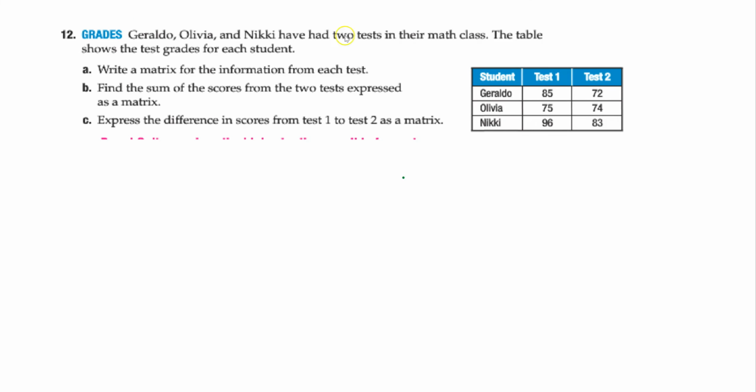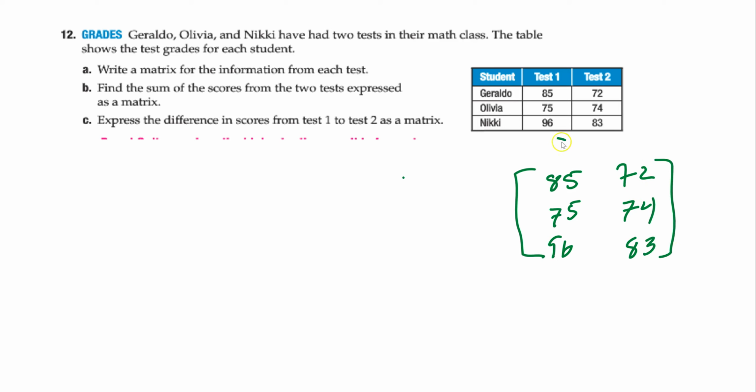Gerardo, Olivia, and Nikki have 2 tests in their math class. The table shows their test grades for each student. Write a matrix for the information for each test. So, again, a matrix is just an arrangement of numbers. So, 85, 75, 96, 72, 74, and 83. There's my matrix. I do want to keep in mind this is test 1, this is test 2, and this is Gerardo, Olivia, and Nikki.